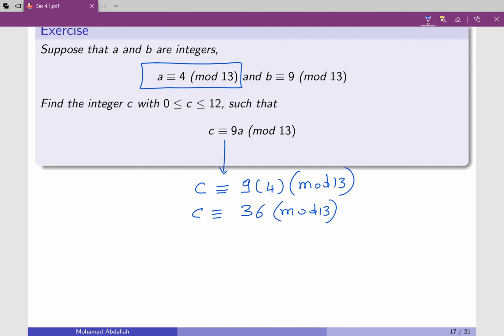Okay, now here's the thing. I want to find C so that C is between 0 and 12, and I want to make sure that this makes my congruence correct. Actually, there's more than one technique that I use to find C. Here's one technique. So first method, I can do the following.